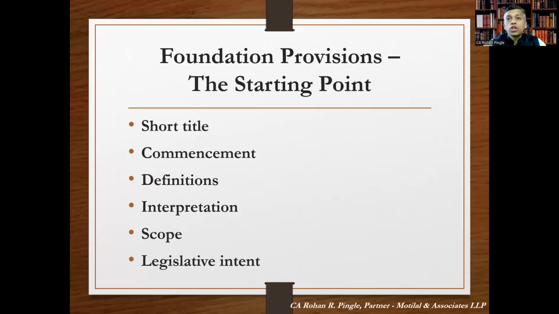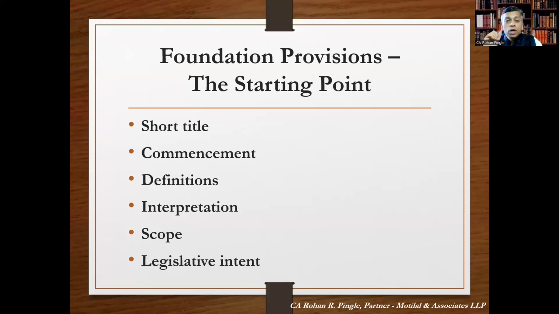Let's understand foundation provisions. Every legislation begins by laying its foundation. The opening provisions generally define the name of the legislation and the date from which it becomes effective, like Income Tax Act 2025 effective from 1st April 2026. Then important legal definitions, scope of the application, interpretation of key expressions. Why is this so important? Because every later provision depends upon these definitions.